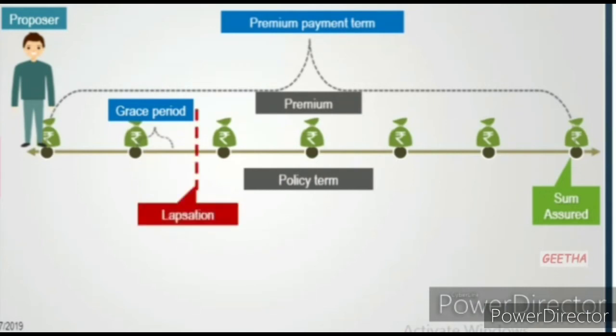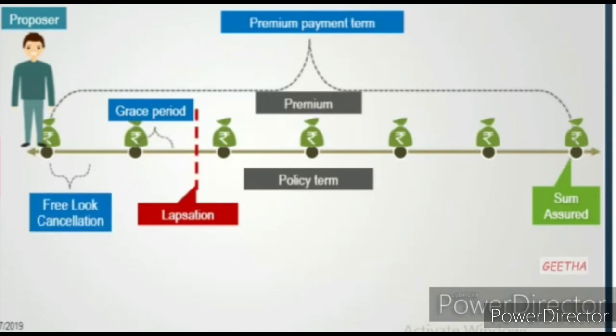Lapsation. A policy may be said to be in lapse condition if the premium has not been paid, even during the days of grace. Free look cancellation. The policy owner has the option to withdraw from the contract within 15 days of the issue of the policy. He will be refunded the premium paid, less the cost of risk for the short period, and expenses towards medical examination and stamp duty.